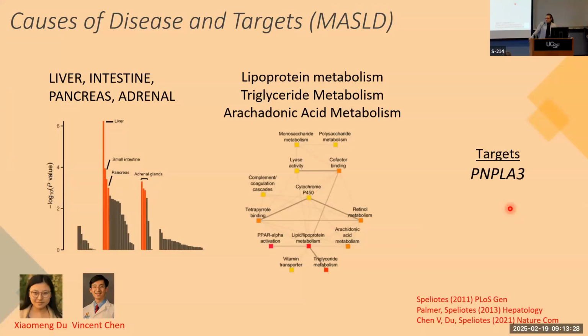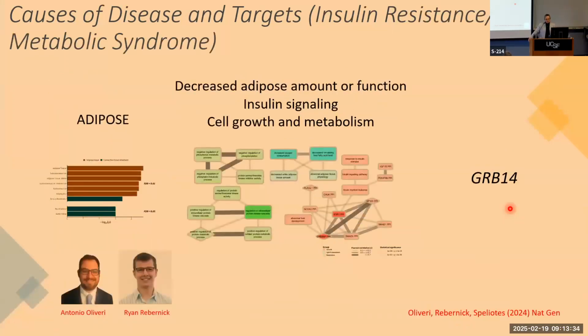And again, different disease, different genetics coming out, and different pathways. And finally, in our most recent paper, where we looked at a measure of insulin resistance called the triglyceride to HDL ratio, we found that, again, that maps to adipose tissue, and the biology is more decreased adipose amount or function, more insulin signaling, cell growth and metabolism, and targets like GRB14 are coming out of this.